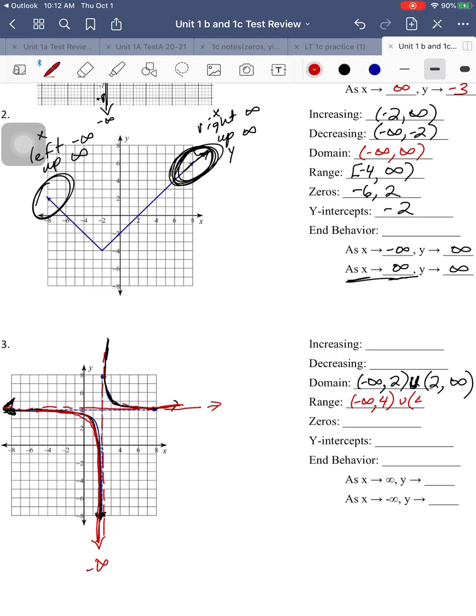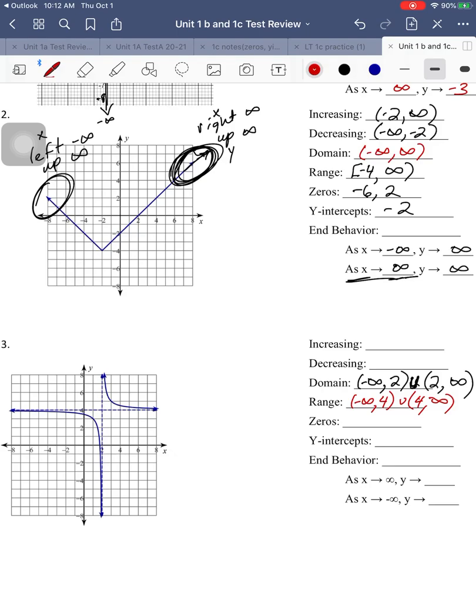And then the other portion of the graph starts on the other side of 4, the asymptote, and it'll continue up forever to positive infinity. So this is pretty much just saying from negative infinity to infinity, not including 4. Every other y value is included in this graph.